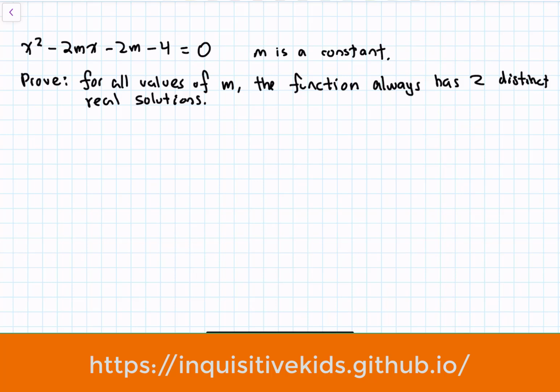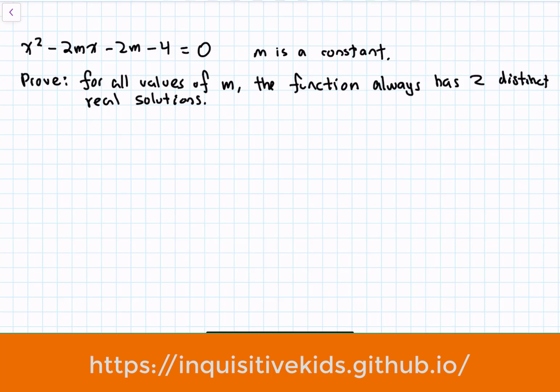Our second problem says we have the equation x squared minus 2mx minus 2m minus 4 is equal to 0. And this is an equation about the variable x, which means that we can just look at m as a constant. We want to prove this statement: for all values of m, the function always has two distinct real solutions.